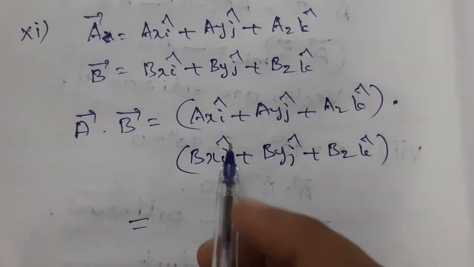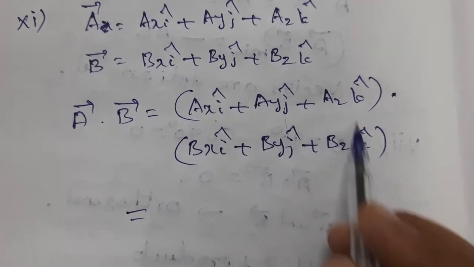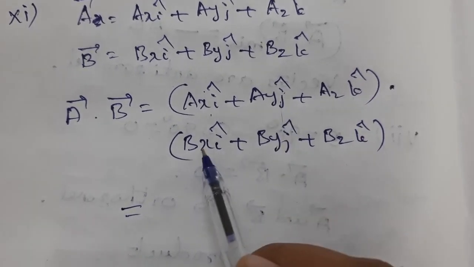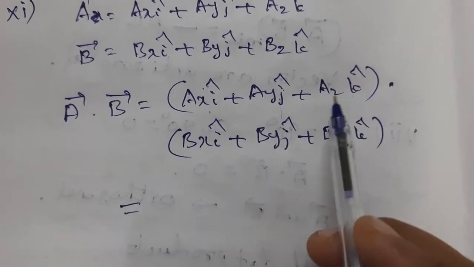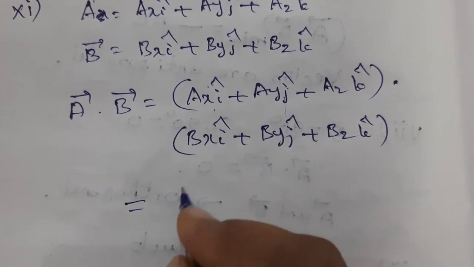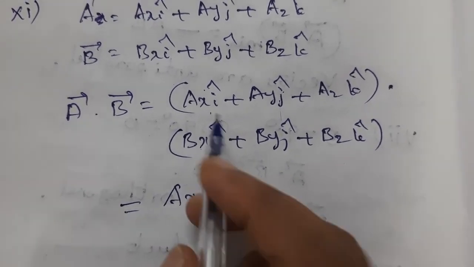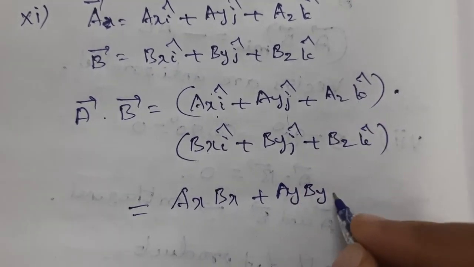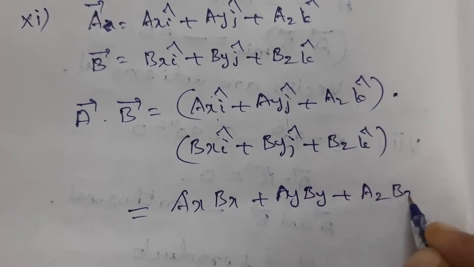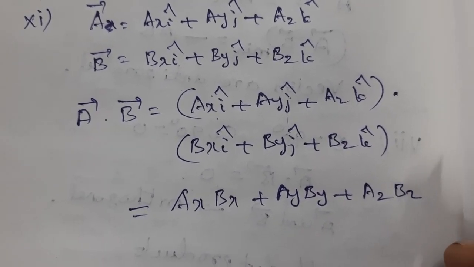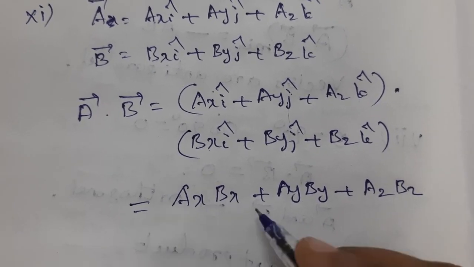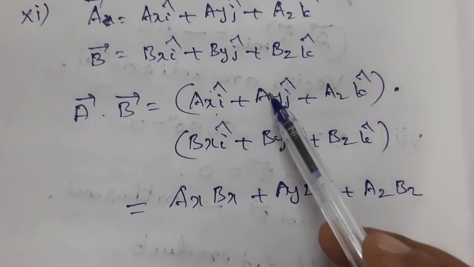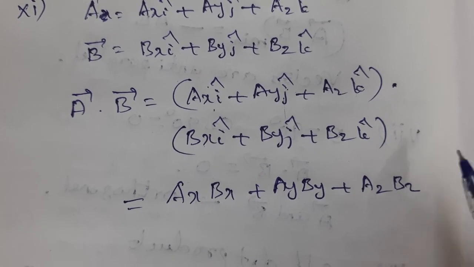This can be written as: i and i, j and j, k and k equal to 1. i and j, i and k are 0. j and i, j and k are 0. k and i, k and j are 0. So only the common terms survive: ax bx, i into i is 1, plus ay by, j into j is 1, plus az bz. All other terms are 0. So ax bx plus ay by plus az bz. Other terms such as ax by, ay bx, az bx are all 0.